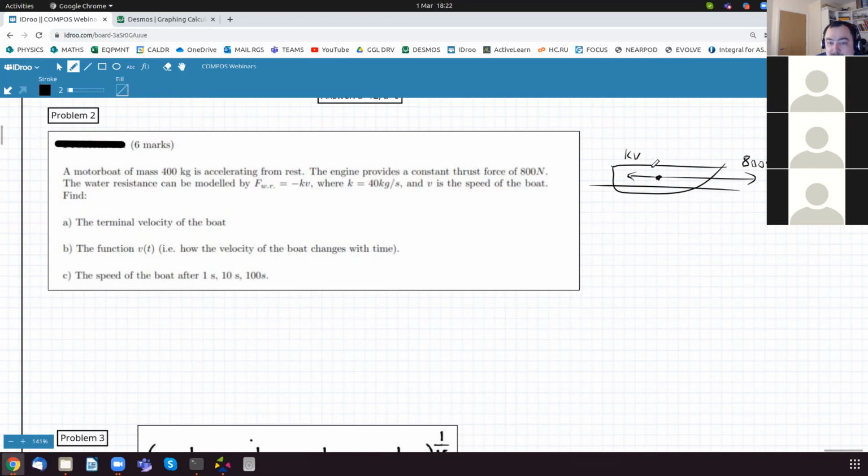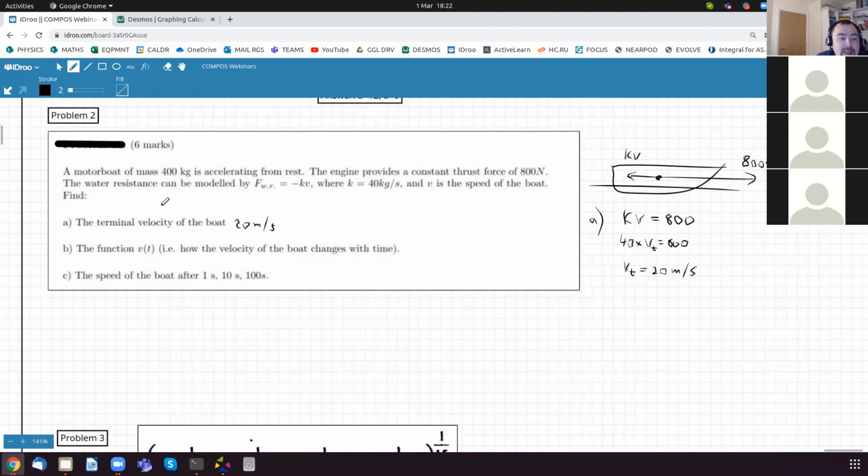The terminal velocity. Terminal velocity is when kV, so answering question A, kV is equal to 800, because these are the only two forces acting on the boat, and it's very simple. So k is 40 times V terminal is 800, and V terminal is 20 meters per second.